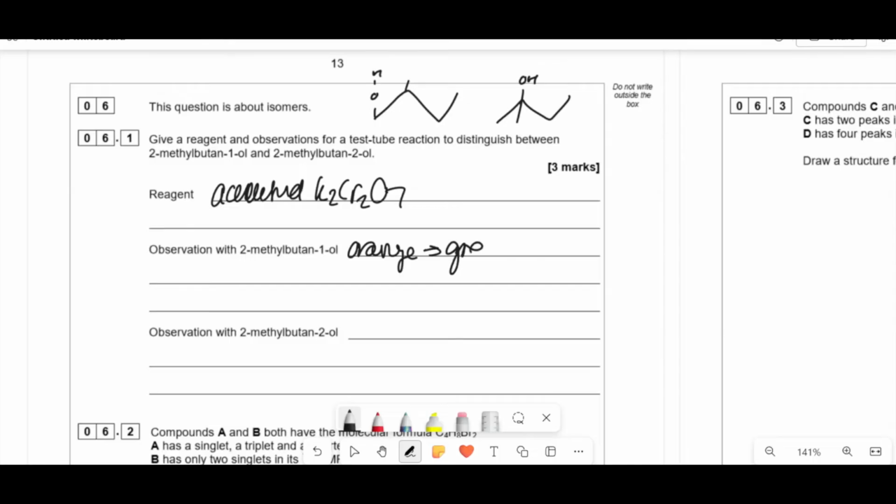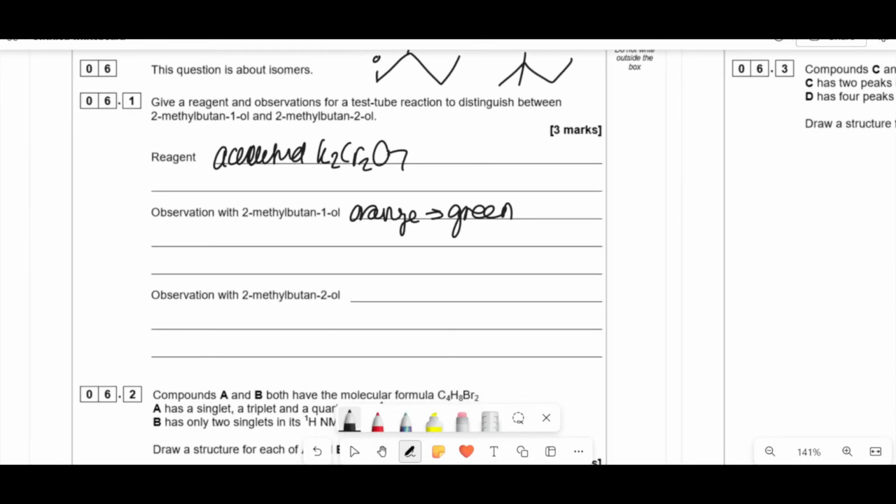Because when you're oxidizing something, you have to reduce something else, and it still applies here. You're oxidizing this into either an aldehyde or carboxylic acid. So this K2Cr2O7 is going to be reduced. And then here, for 2-methylbutan-2-ol, no change.